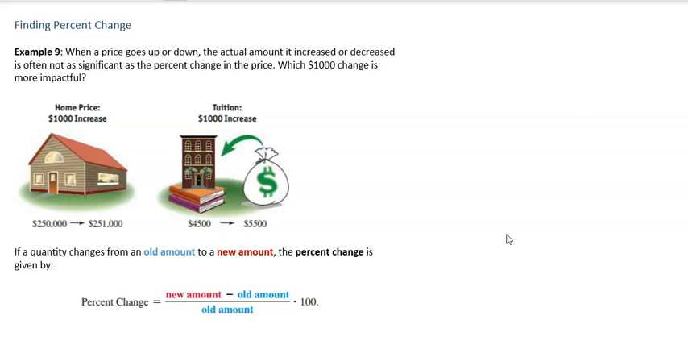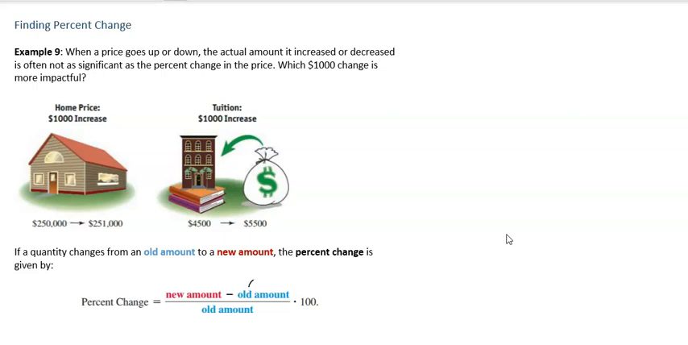So we have a home price that increased by $1,000 from $250,000 to $251,000, and a tuition increase from $4,500 to $5,500. And the way we look at the most impactful changes is by the percent change. The way we do percent change is it goes from an old amount to a new amount. The percent change is given by the new amount minus the old amount over the old amount. It doesn't matter which one's bigger because sometimes it goes up and sometimes it goes down. We always take the new amount minus the old amount divided by the old amount, always the original amount.